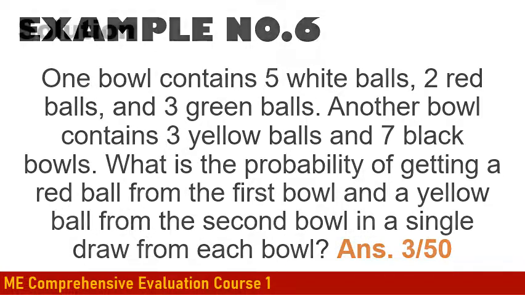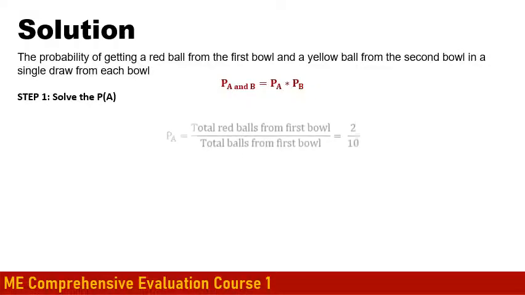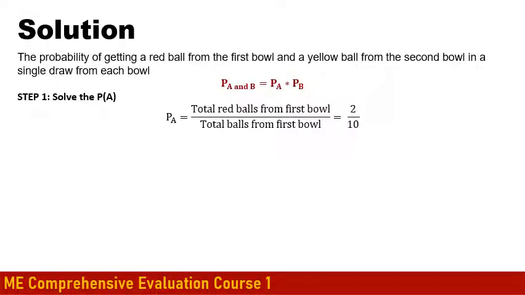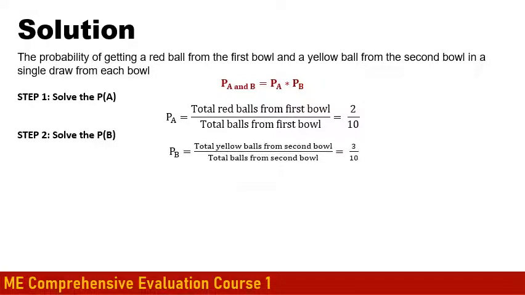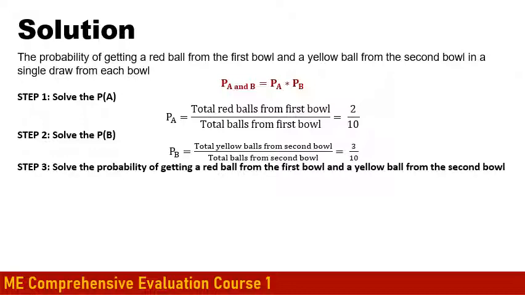Thus, we can use independent probability. We just multiply the probabilities that we get from each bowl. For the probability of A happening, we would have the total red balls from the first bowl divided by the total balls from the first bowl, or that is 2 over 10. For the probability of event B happening, we would have the total yellow balls from the second bowl divided by the total balls from the second bowl, or that is 3 over 10. Thus, the probability of getting a red ball from the first bowl and a yellow ball from the second bowl would be 2 over 10 times 3 over 10, or that is 3 over 50.